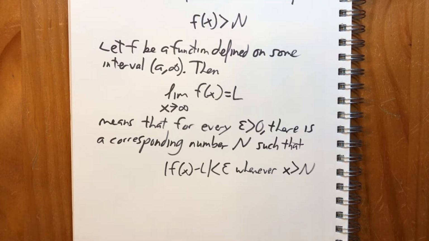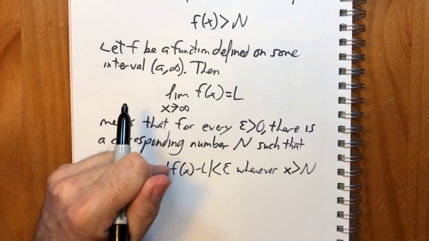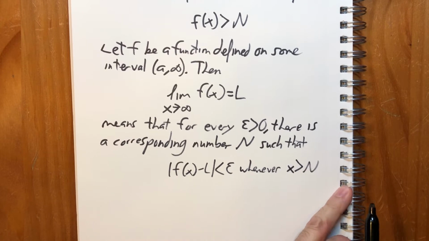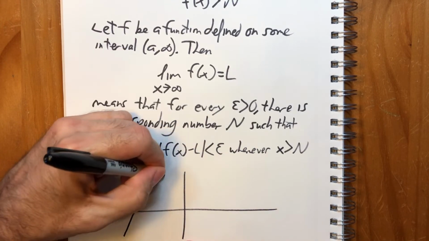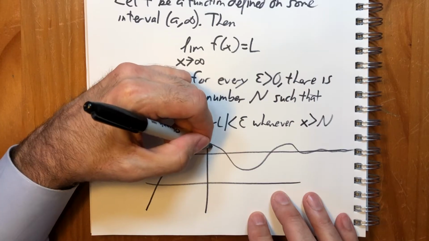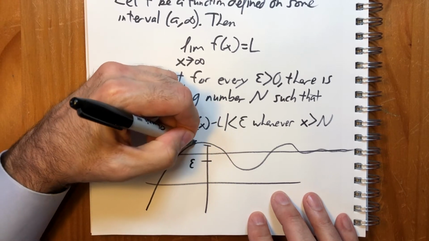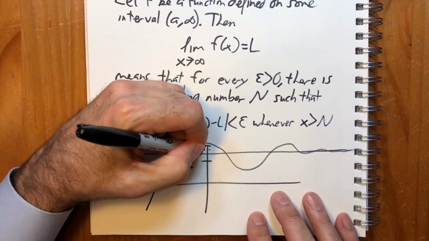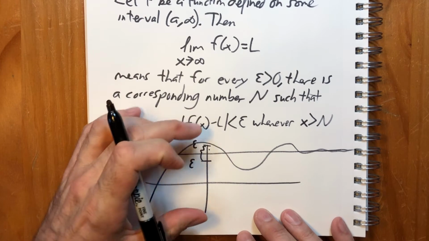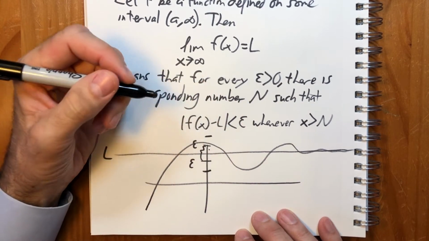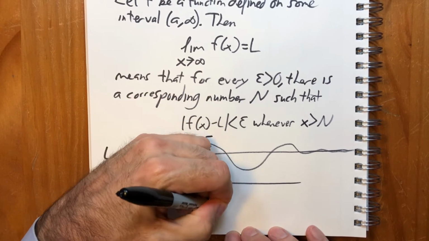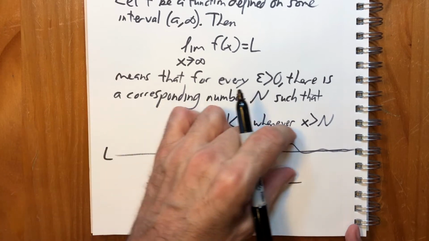So in other words, what this is saying is that the value of f of x can be made arbitrarily close to L as long as you make N big enough. To look at a graph, what this means is if we have a function that goes like this, and here's L, and we have an epsilon here and an epsilon here, then you can keep f of x inside this interval if you just make N big enough. So that if epsilon is big, then if x is greater than N, f of x is always inside that interval.